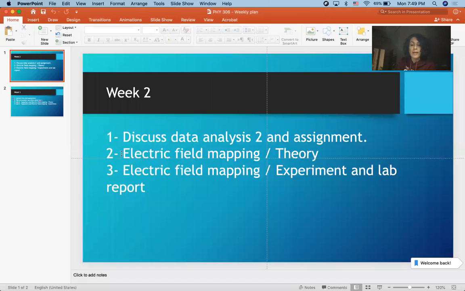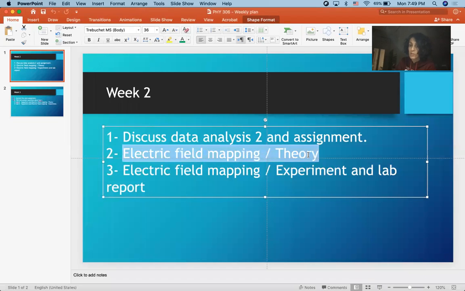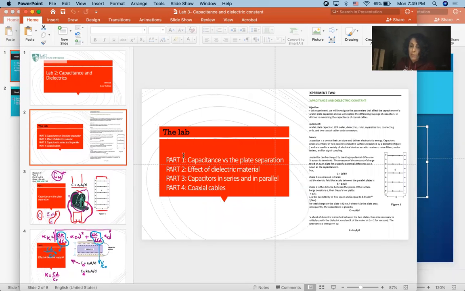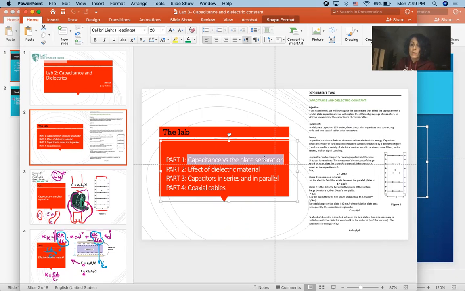We were doing the electric field mapping. We're done with the theory, and we were discussing the lab report. As you can remember, we had four parts. Part one, you were given a capacitor, the distance between the plates of which is a variable. In part two, the effect of the dielectric material, you were supposed to insert a dielectric, remove the dielectric, and measure the capacitance with and without it. By finding the ratio, you can find K, the dielectric constant.